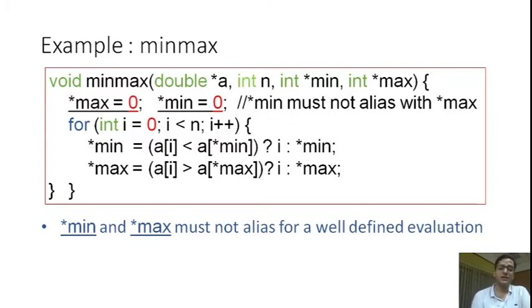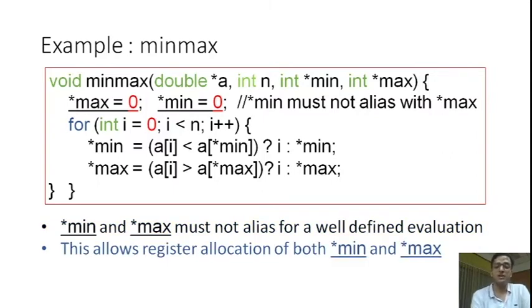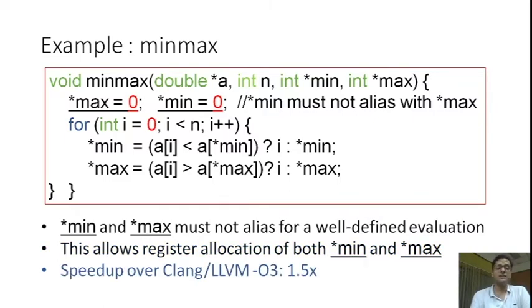In this particular case, this information that *min must not alias with *max allows the compiler to register allocate both *min and *max for the entire duration of the function body, including the loop. In this case, this results in a speedup of 1.5x over already optimized code. None of the current production compilers are able to realize this speedup.